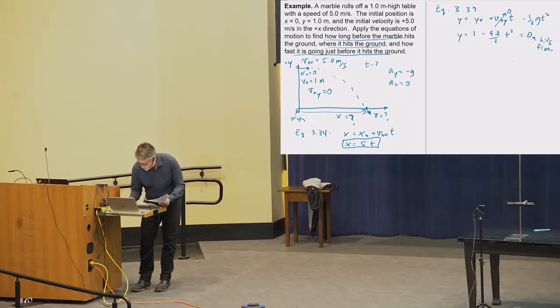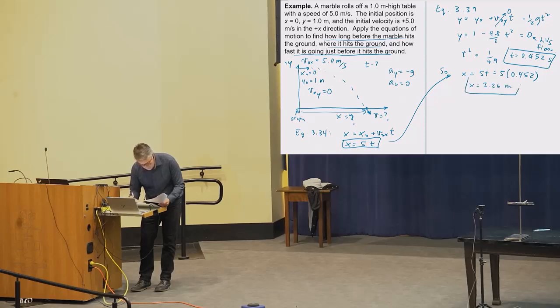So we can solve for time. You get that t squared is equal to something like 1 over 4.9, and you get t is equal to 0.452 seconds. And so then you could use x is equal to 5t. So it's 5 times 0.452. Remember we got that from before. So x is equal to 2.26 meters. That's how far it goes.